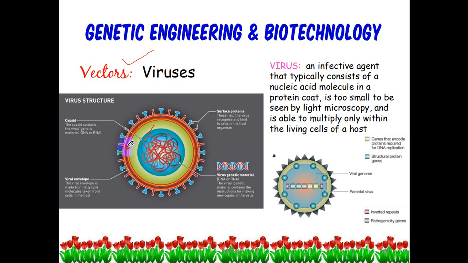Along with that, a viral envelope. This is the viral envelope, you can see the orange and black line. It is usually made of fatty acid and taken from cells in the host. After that, we have the genetic material, DNA or RNA. The virus genetic material contains the instructions for the virus to be copied. So this was all about viruses, and this is the basic structure of every type of virus, which is mentioned over here.